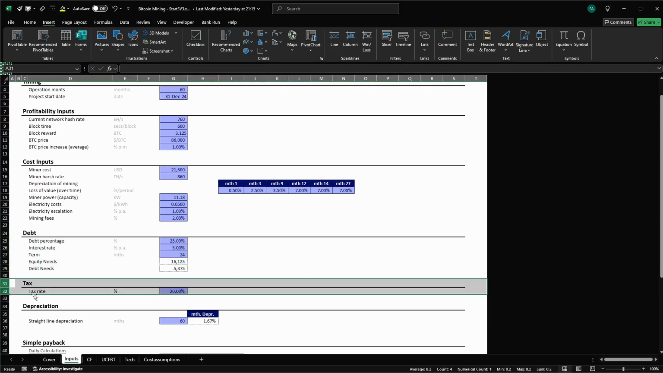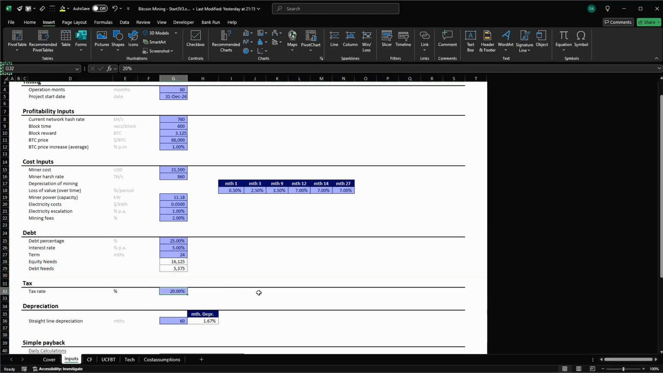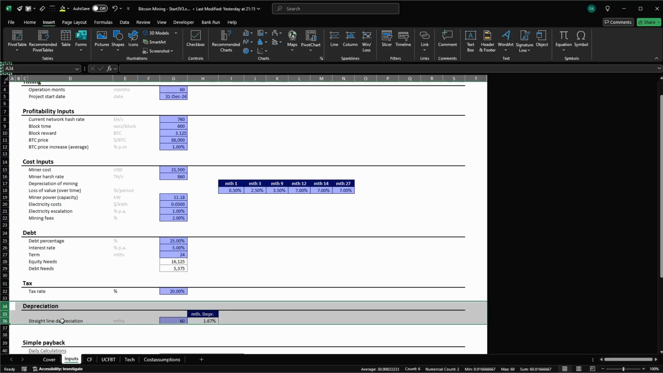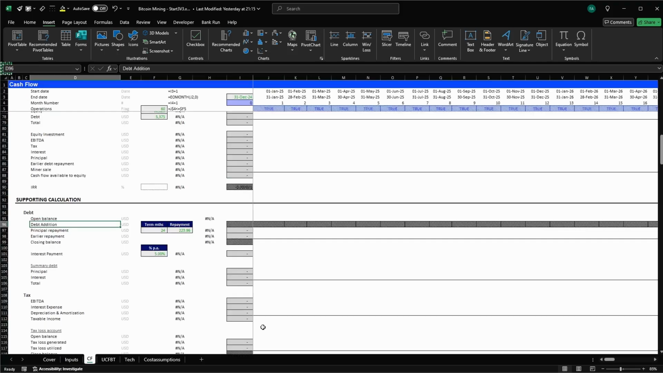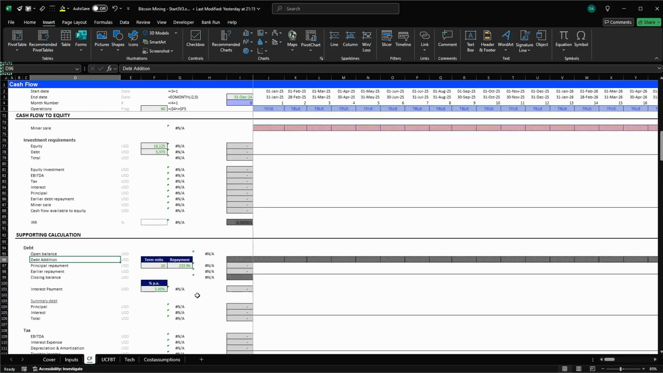Then we have the tax rate, which I will consider 20% for this example. And lastly, we're going to come with the depreciation, which we're going to assume we're going to have a 60 months depreciation schedule on a straight line method. Okay, that basically means we're going to be able to depreciate the asset every month by 1.67%. So this is the whole structure. Now let's start modeling this.